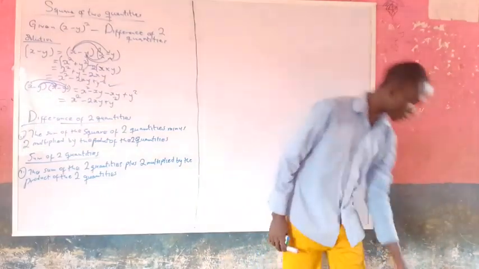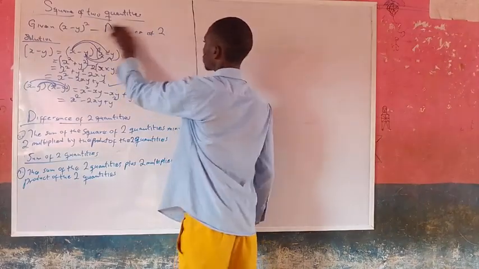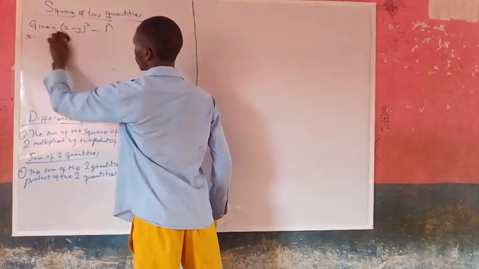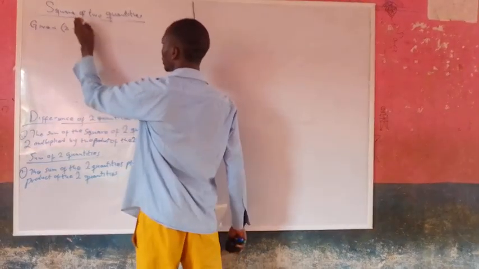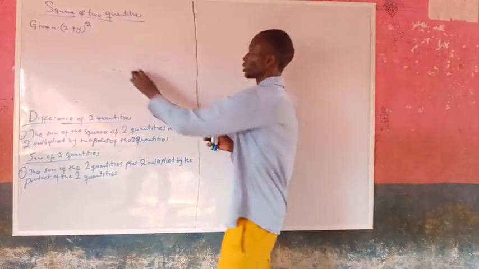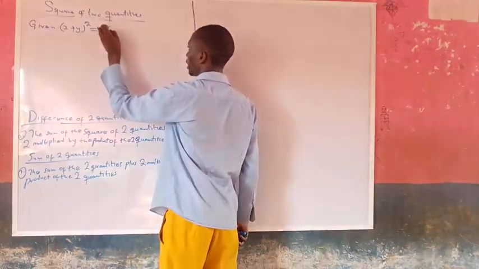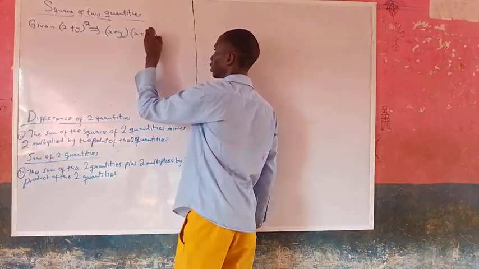Alright, let me clean the board so that I can show you what I mean by the second one, the sum of the two quantities. Alright, so now we'll just change this to addition. You know, this is now sum of the two quantities. And this implies that we're having x plus y and x plus y. This is what it implies.